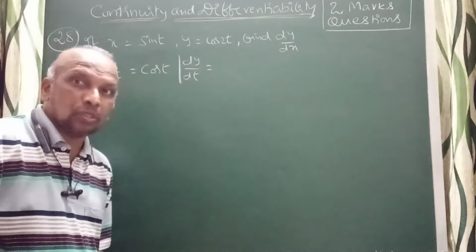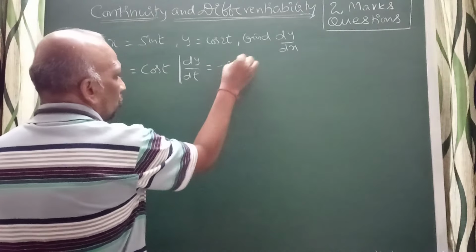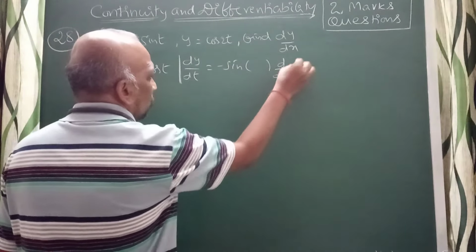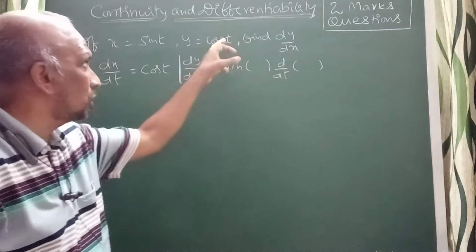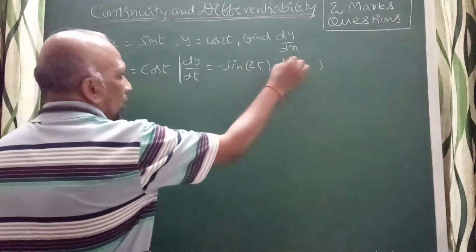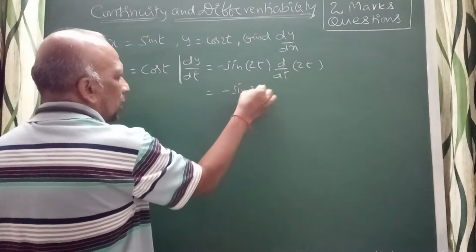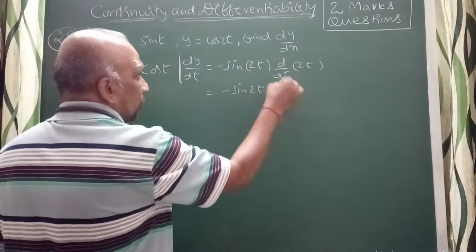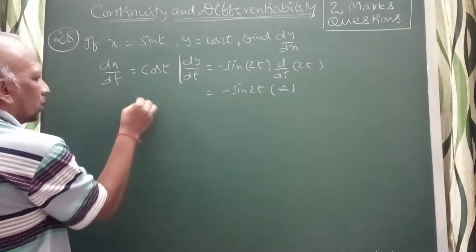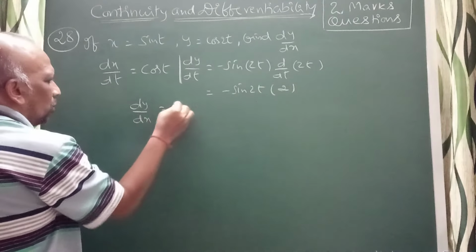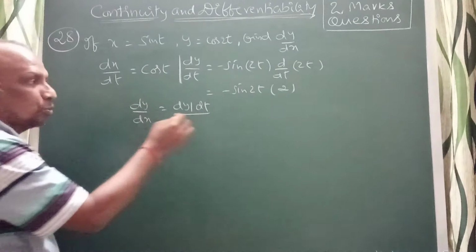The derivative of cos x is minus sin x, but it is not x, it is 2t. So write minus sin 2t, and the derivative of 2t with respect to t is 2. So when I am finding dy by dx, dy by dx equals dy by dt, the derivative of this, by dx by dt, the derivative of this.